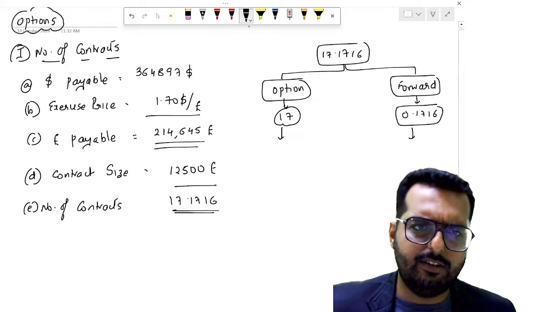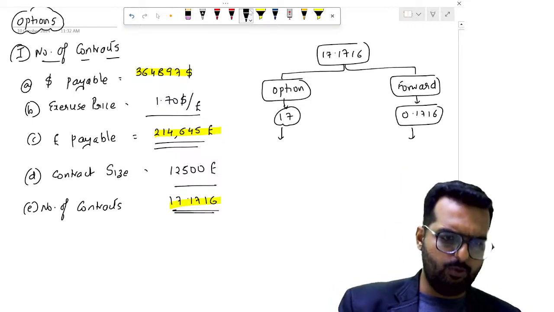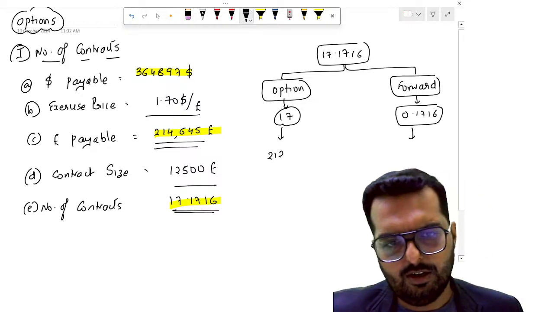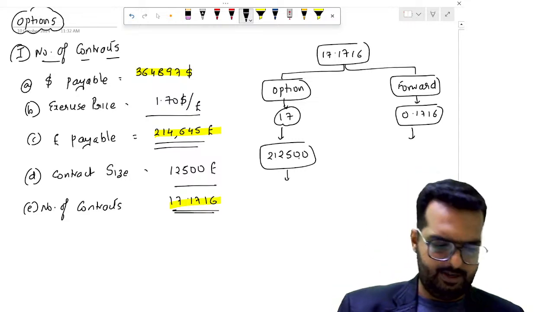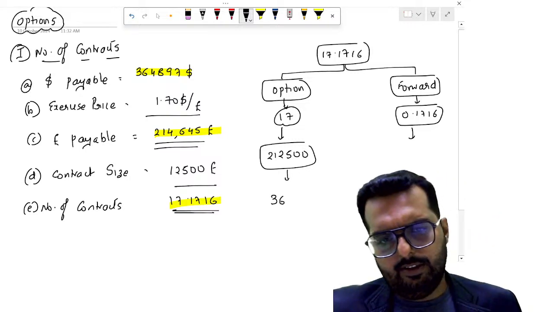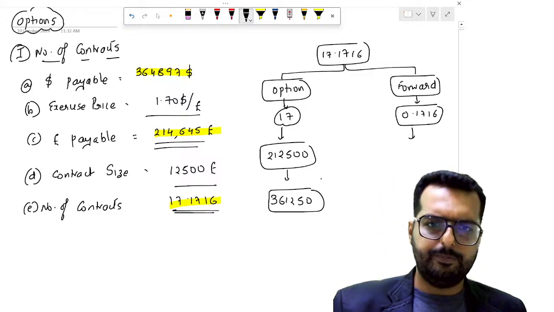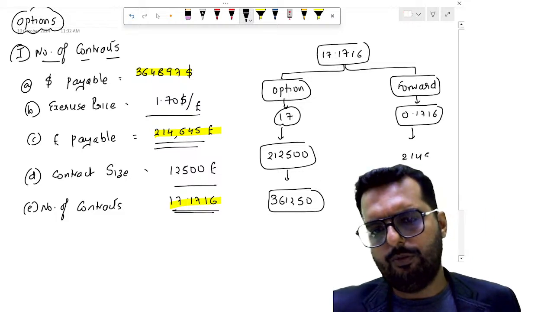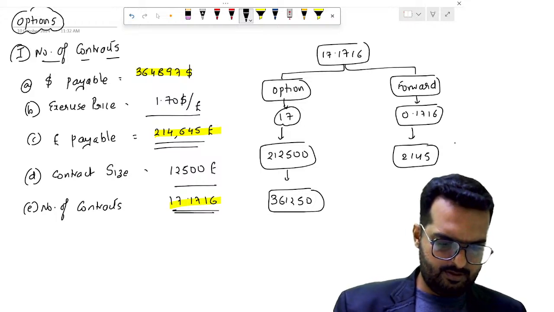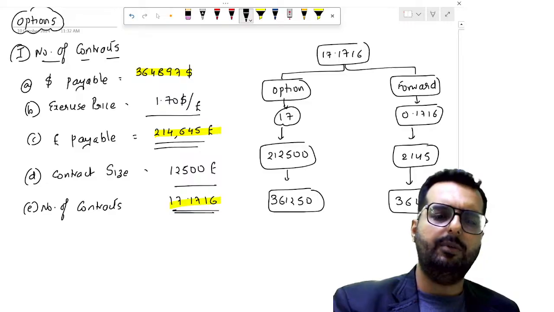In other words, this diagram will normally have three layers. Layer 1 we have drawn. Layer 2 will be 214,645 divided by 17.1716 into 17, that is 212,500 will come over here, and 361,250 of the 364,897 is what will come over here, and the balancing figure will go on the other side. That is 2,145 will go on the other side, and 3,647 will also go on the other side. Okay, can you draw this diagram in your books now?